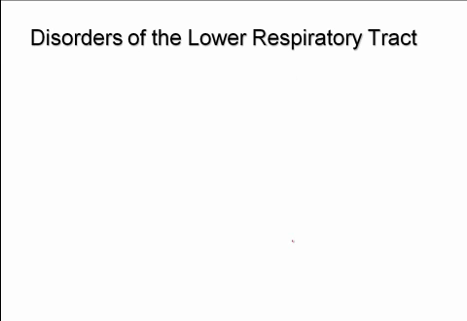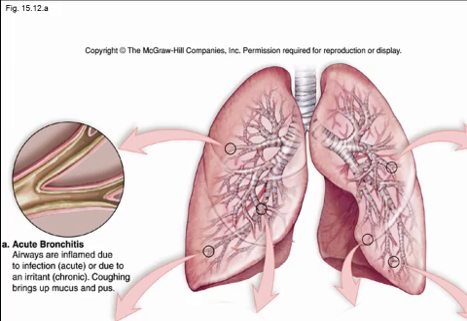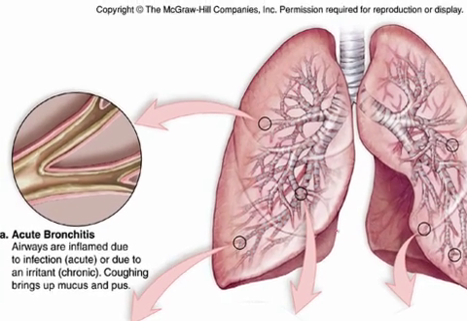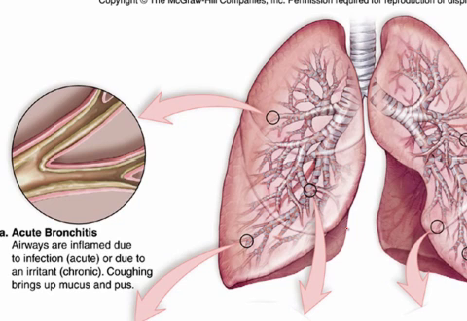Many times if we have an upper respiratory infection, it will continue to move down the respiratory tract, and so we can get various lower respiratory tract infections. Acute bronchitis is an inflammation of the primary or the secondary bronchi. Many times this is a bacterial infection that follows a viral infection. But there is a resulting inflammation, and accumulation of mucus and pus causes coughing and difficulty in breathing.